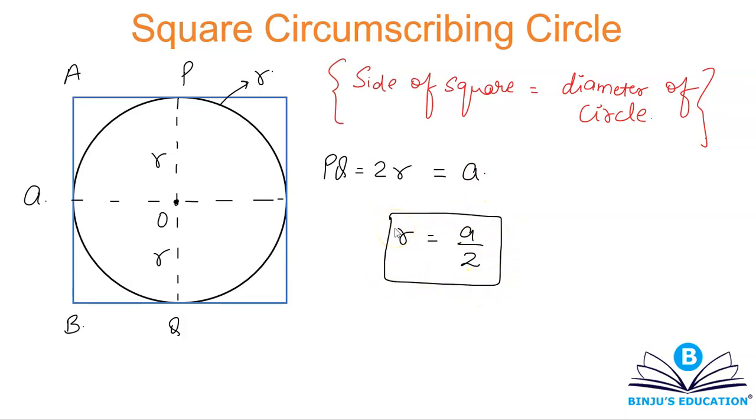So whenever a square is circumscribing a circle, the radius of the circle is nothing but the side of the square divided by 2. Side of the square divided by 2.